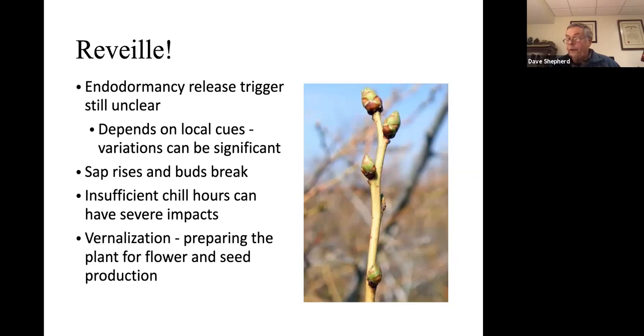Now, on the graphic there, you can see that this tree has already just broken dormancy. You see the scales on the buds have pulled back, the buds are beginning to unfurl a little bit. You can see just the tips of the leaves beginning to show out there. And you can also see that little shot of red I was telling you about.